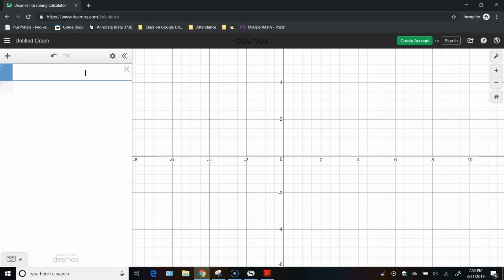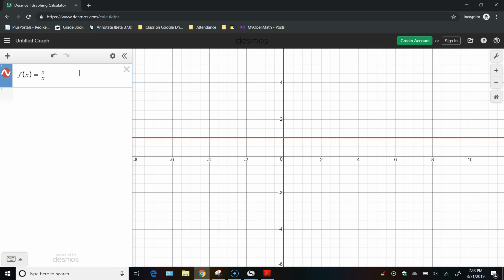So I'm using a website called Desmos.com, and then you type desmos.com/calculator. Brings you to this nice page. And I'm going to type it in here as follows. F of x, for example, here equals x divided by x. That's very simple. And here's the graph.